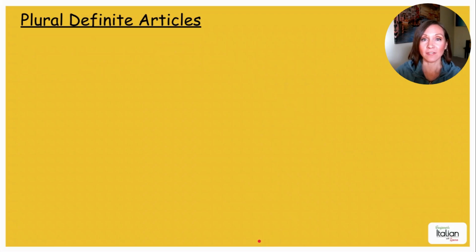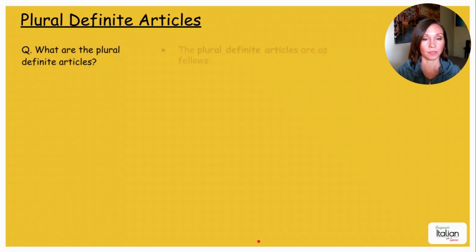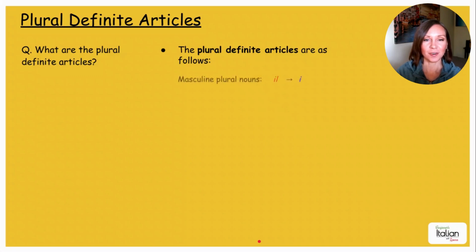Okay, plural definite articles. What are the plural definite articles? The plural definite articles are as follows. So for masculine plural nouns, il becomes i. Okay, il becomes i, or the letter I.